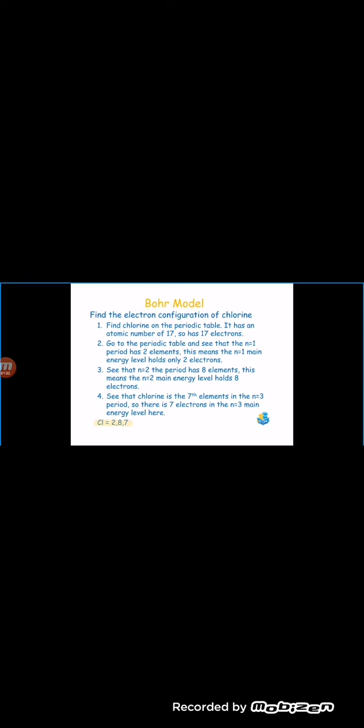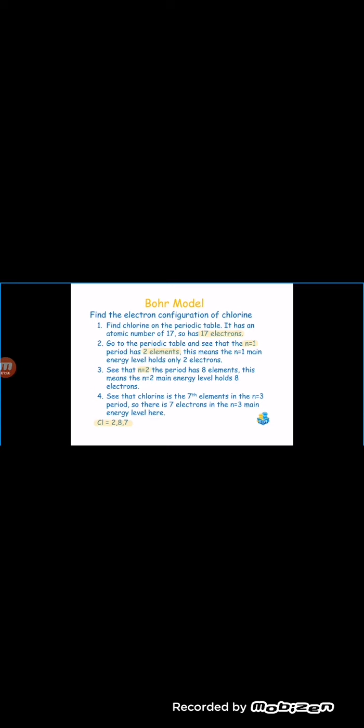Find the electronic configuration of chlorine. To do that, you go and find chlorine on the periodic table, and it has atomic number 17, so it has 17 electrons. You keep looking at the periodic table and you see that n equals 1 has two elements. So this means that the n equals 1 main energy level can hold 2 electrons.